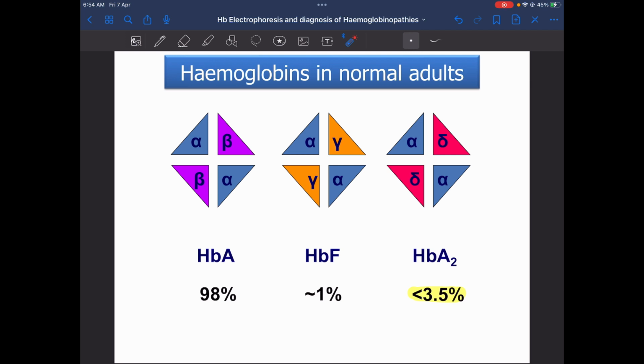Hemoglobin F is composed of 2 alpha and 2 gamma chains, whereas the last type, which is hemoglobin A2, is composed of 2 alpha and 2 delta chains. Now, hemoglobin A2, the normal amount of this hemoglobin is less than 3.5%. Now, why I've highlighted this here is because it's an important diagnostic factor in diagnosing the different hemoglobinopathies when this amount increases more than 3.5%. So, yeah, you need to make sure that you memorize this number.